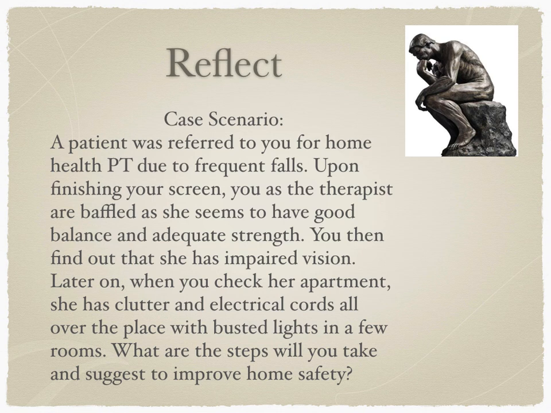Let's consider a few case scenarios again. So a patient was referred to you for home health PT due to frequent falls. Upon finishing your screen, you as a therapist are baffled as she seems to have good balance and adequate strength. You then find out that she has impaired vision. Later on, when you check her apartment, she has clutter and electrical cords all over the place with busted lights in a few rooms. What steps will you take and suggest to improve home safety?